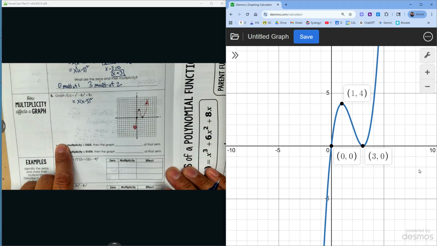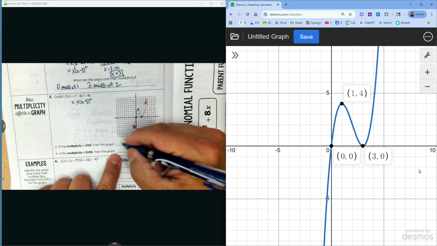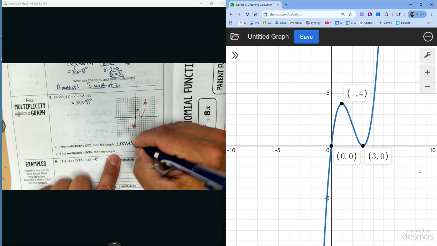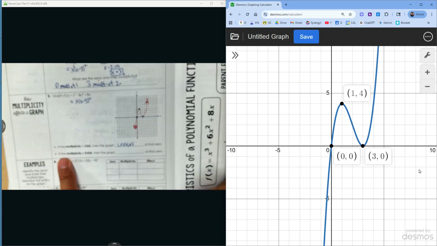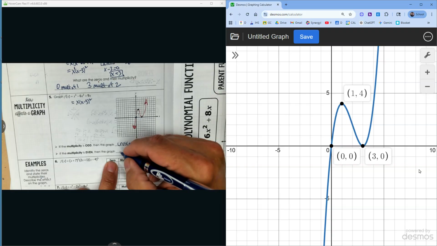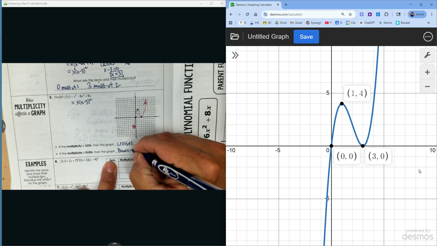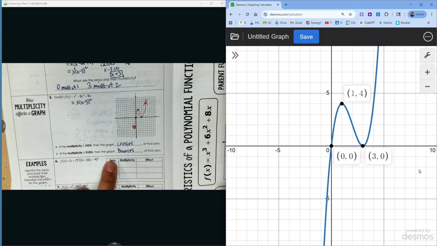So if the multiplicity is odd, then the graph crosses at that zero. If the multiplicity is even, then the graph bounces at that zero, but doesn't cross over.